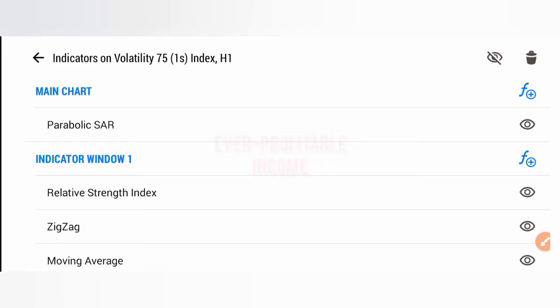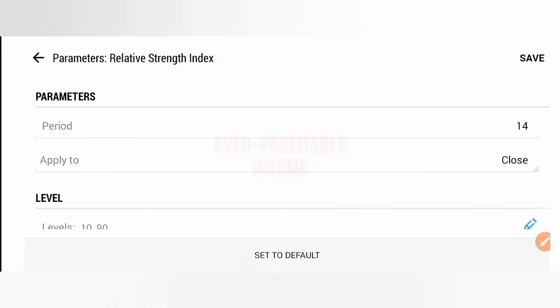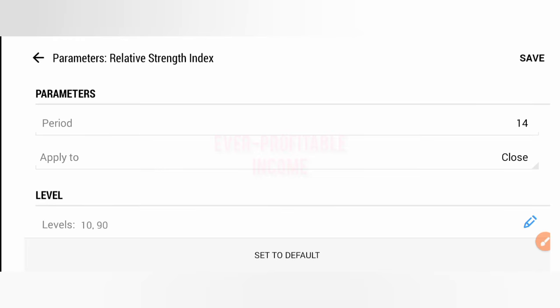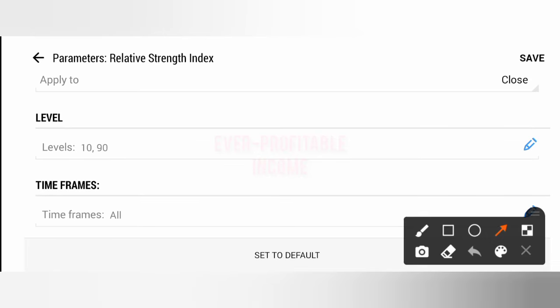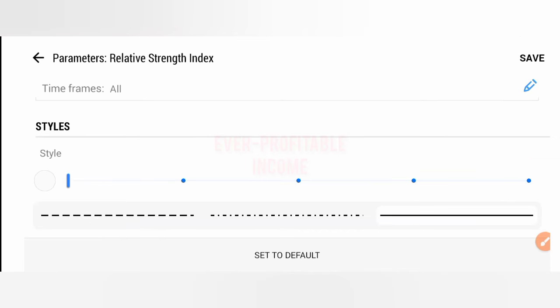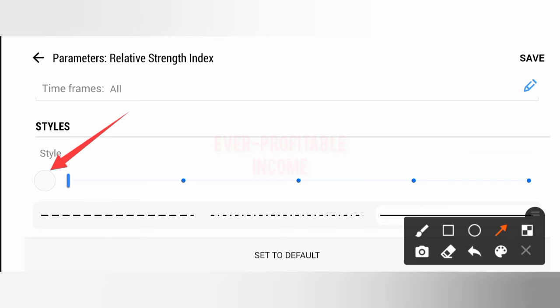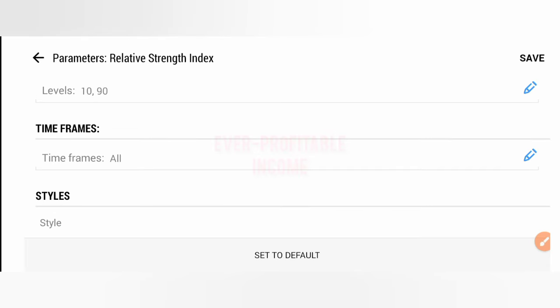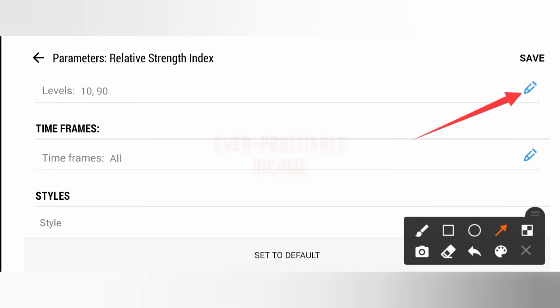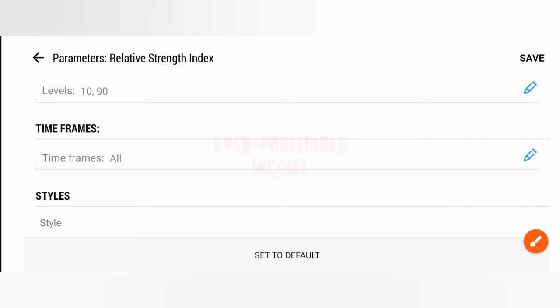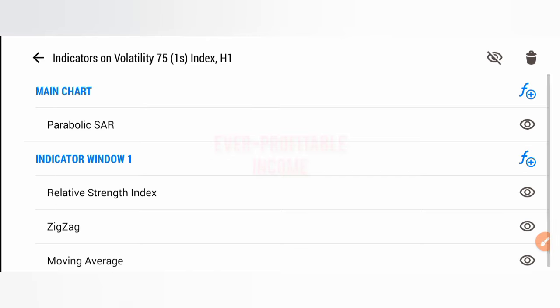So on our indicator window one, we have the RSI, period 14, apply to close, and then we have the levels right here, level 90 and level 10. Can you see that? So change your style color to be your background color, like we have here, only the levels should have colors. So click on this pencil icon and edit your color. After that you click on save, and then we head over to the zigzag.